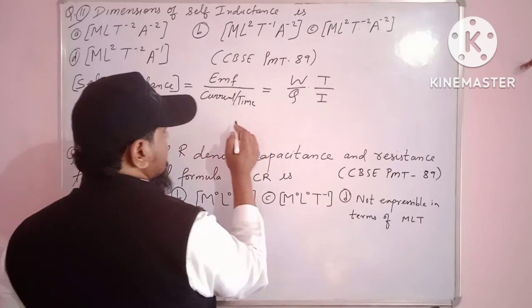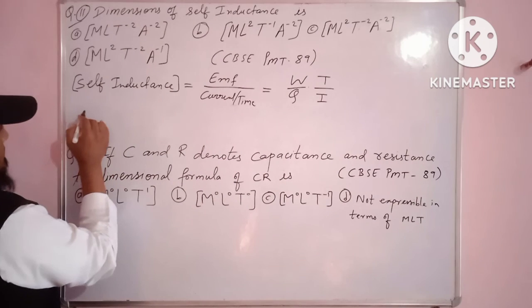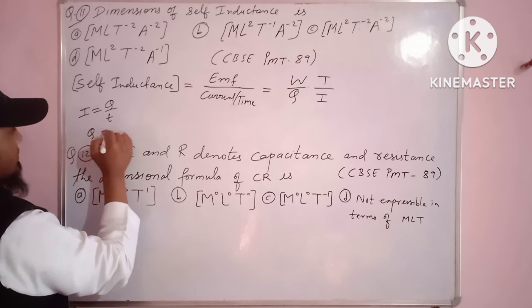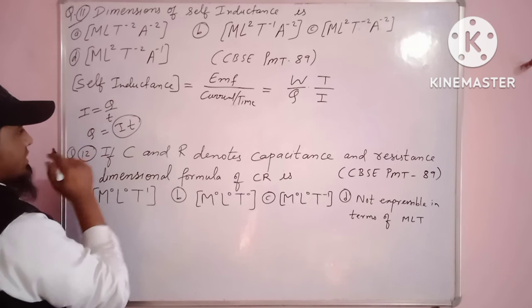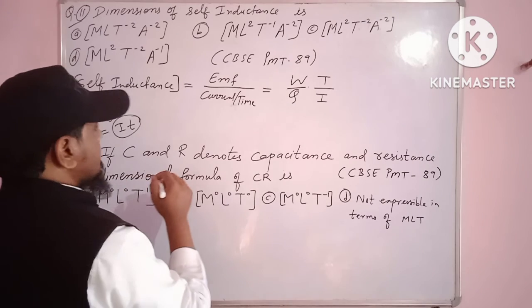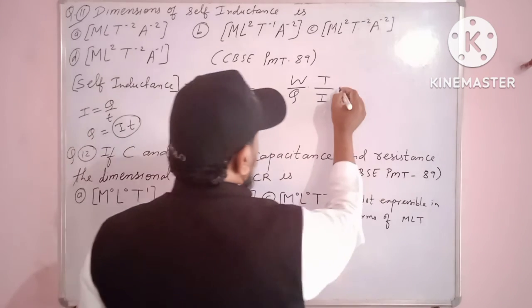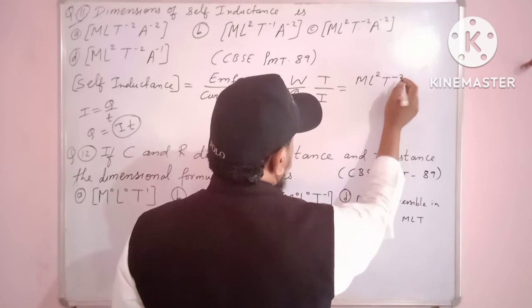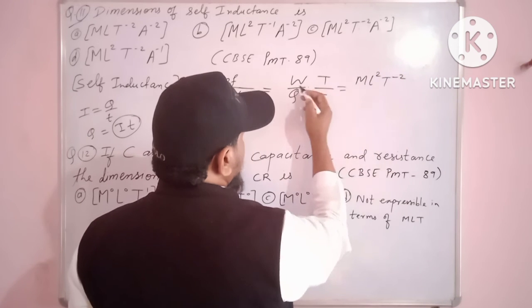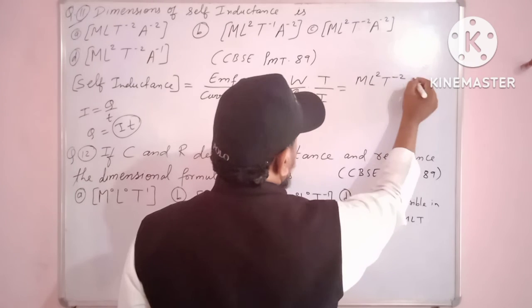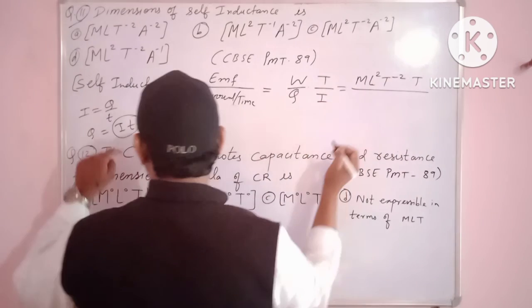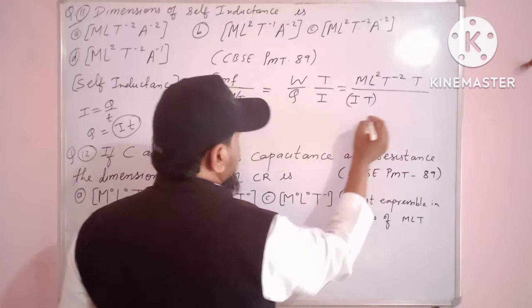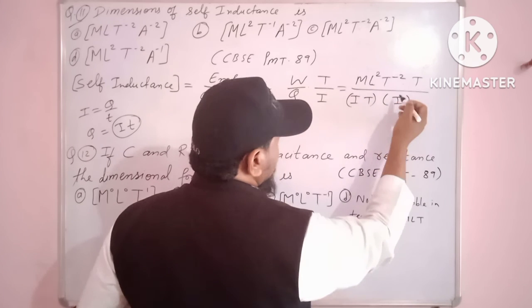For current you can write I, and we know that I is equal to Q upon T. Therefore Q is equal to I into T. In 10th class in current electricity also you have studied this. You can write I into T for Q, and work done is ML square T power minus 2, that is the dimensions of energy. So ML square T power minus 2 into T upon I into T, and the dimension of current is I.